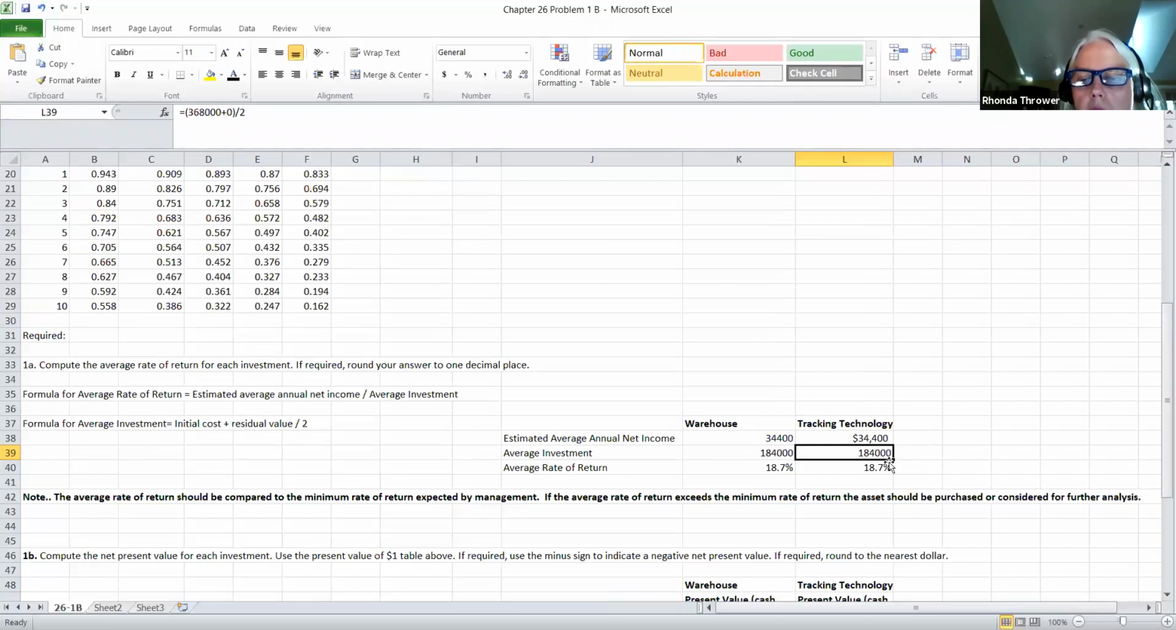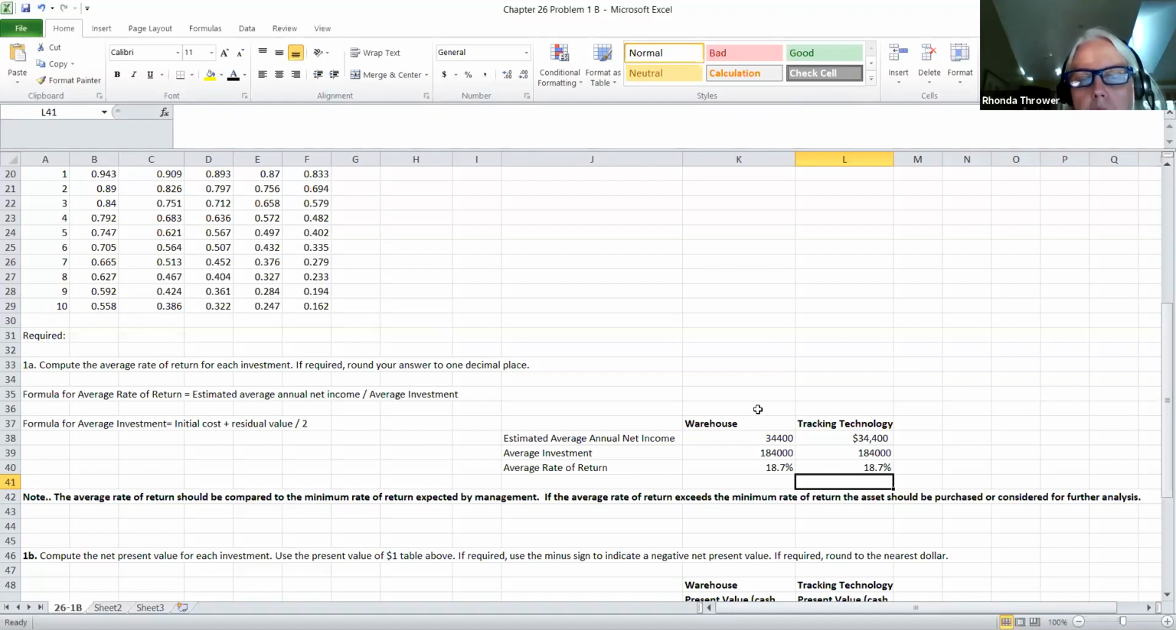If you divide 184,000 into 34,400, it will give you 18.7%. So what we can determine if we just use the average rate of return on the investment is that both the warehouse and the tracking technology have the same average rate of return. So it really doesn't tell us which one is the better choice when we're evaluating the alternatives in purchasing the fixed assets.